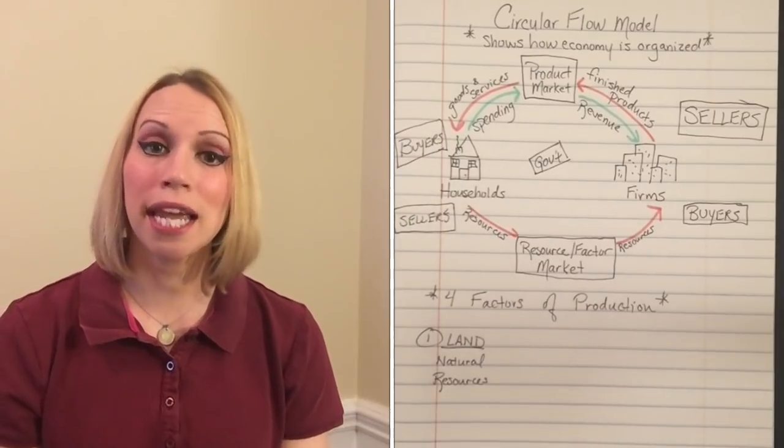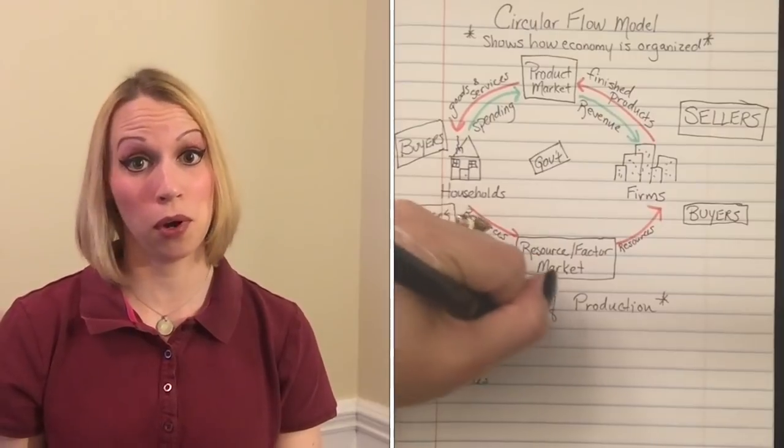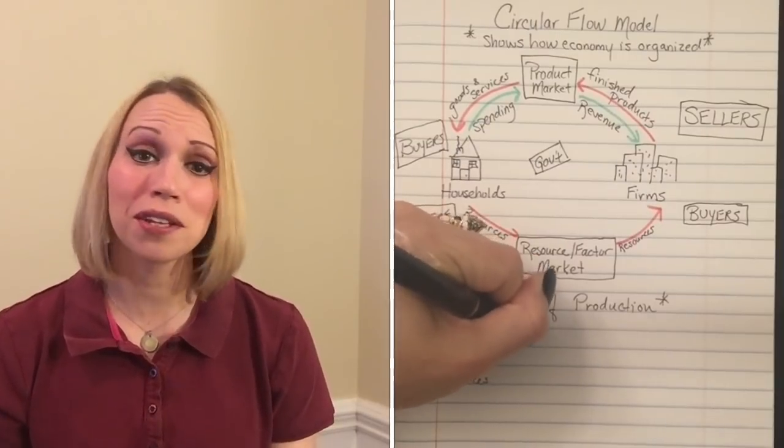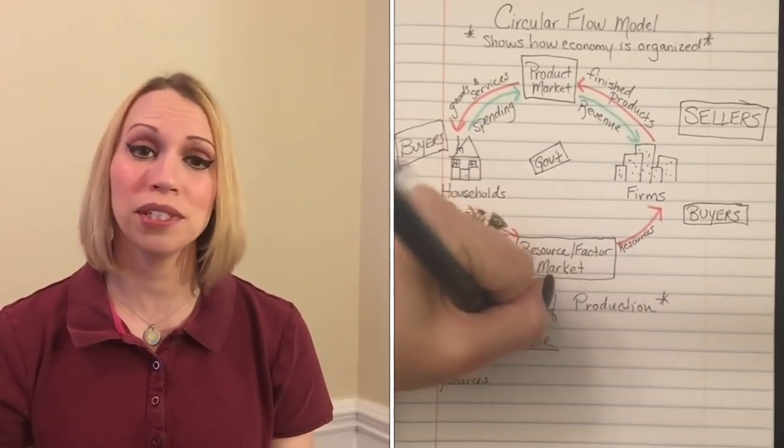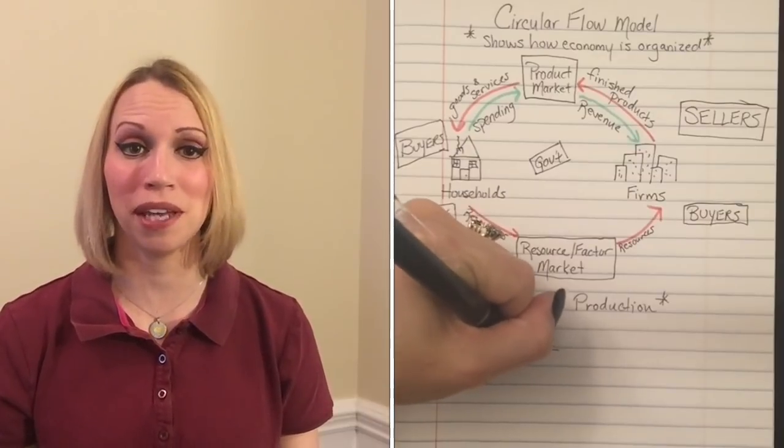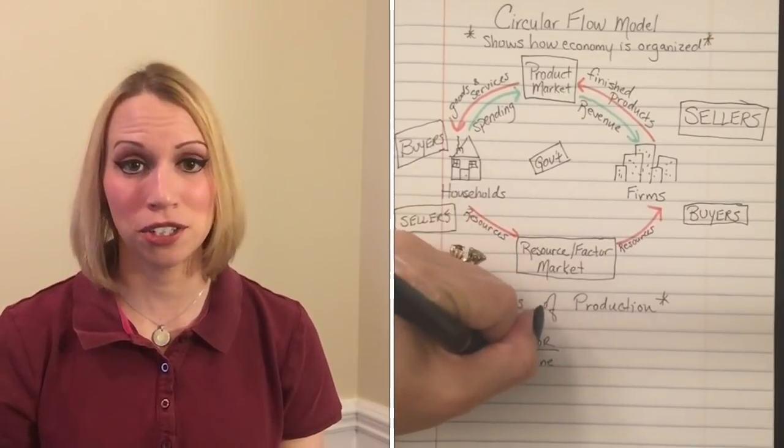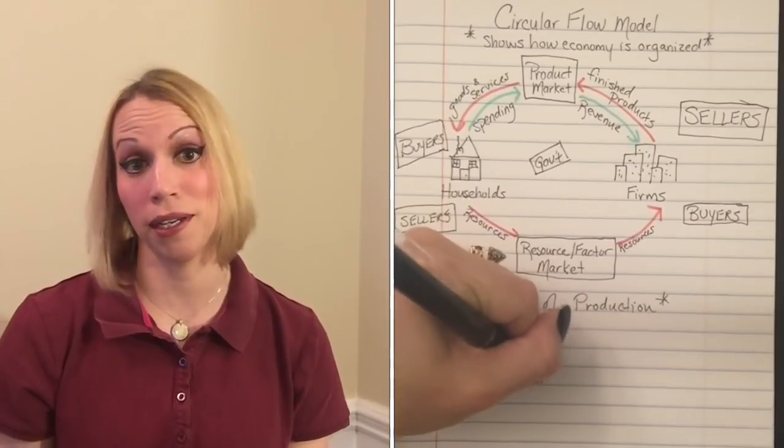There's also labor. Labor is people who are working. So you might have all the abundant land and natural resources that you could possibly have, but unless there's somebody that's actually doing something, no finished products are going to get created.